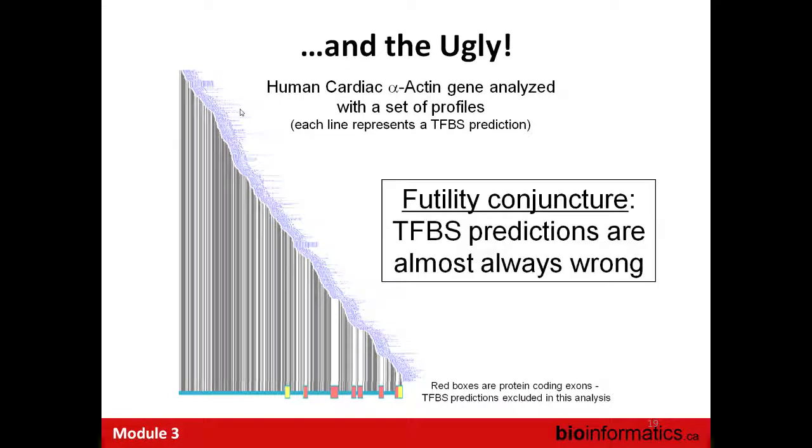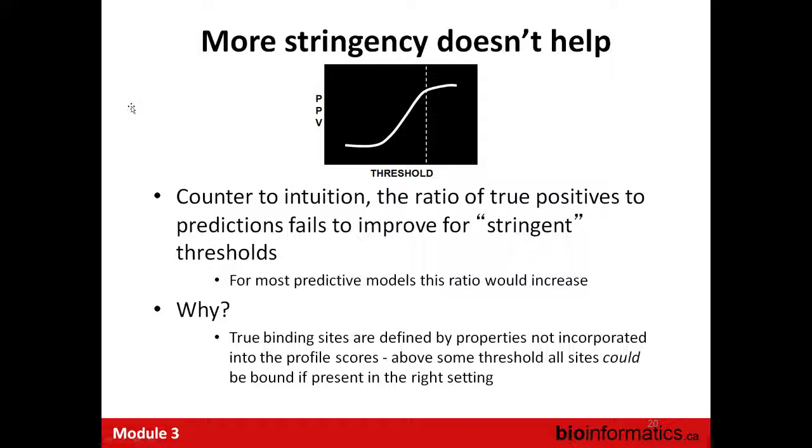And this is something that Wyeth Wasserman proposed, the so-called futility conjecture. This is Alvin Sandelin and Wyeth Wasserman in 2004. They called it the futility theorem back then, but futility conjecture is probably a better name for it. So where you have a binding site, transcription factor binding site prediction will be right, but most of the transcription factor binding site predictions do not represent sites of biological relevance.